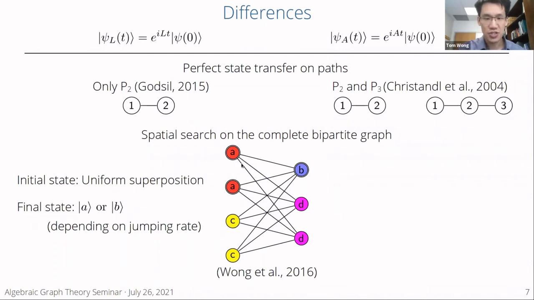Actually, I should clarify. In this picture here, you see how these two A vertices have double circles, and this B vertex has a double circle. These are your marked vertices that you're trying to find.